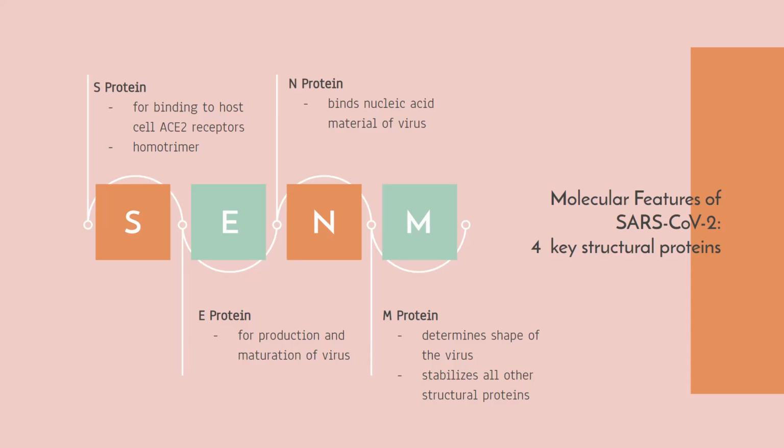The E protein is found in the envelope of a viral particle and has a role in the production and maturation of the virus once replication begins within the host cells. The N protein is responsible for binding and organizing viral genetic material, and the M protein also adds to the structure of the viral particle membrane, especially functioning to hold everything together and determine the overall shape of the virus after it's assembled.